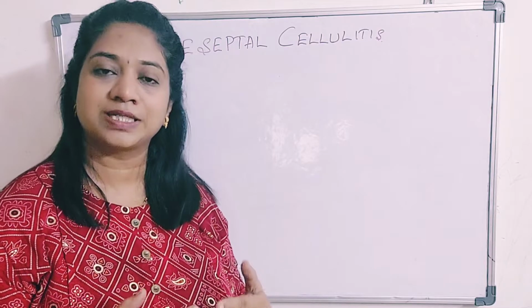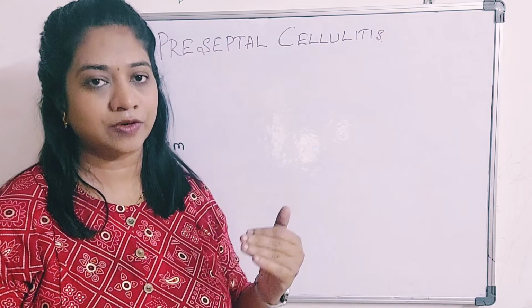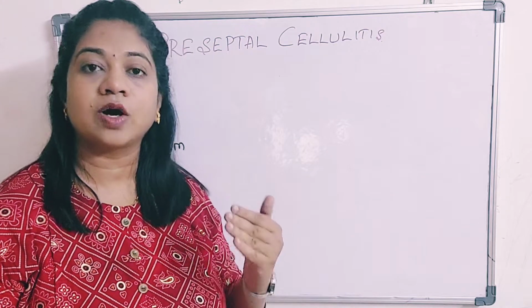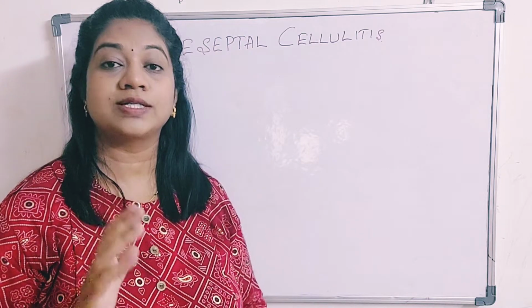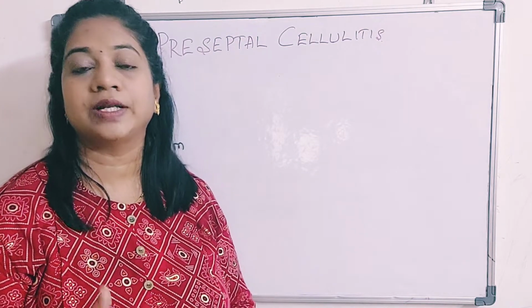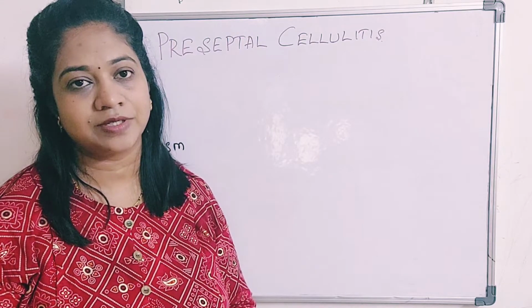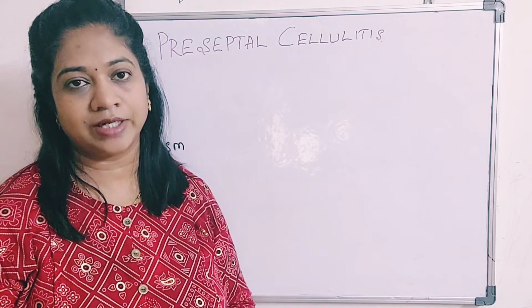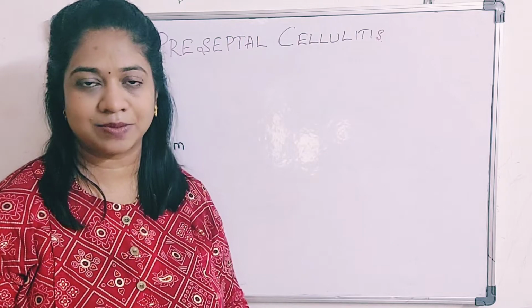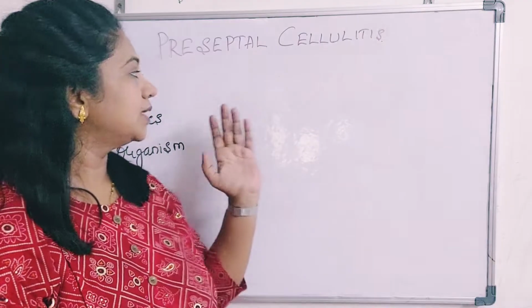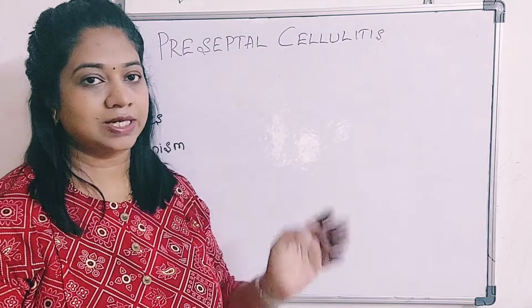You can define this preseptal cellulitis as infection and inflammation of the structures which are anterior to the orbital septum. To understand where exactly the orbital septum is and where the inflammation occurs, you should know the anatomy first. We have a video on anatomy of eyelid. I have given the link in the description box. Please do watch that video. Then you will understand this preseptal cellulitis in a better way.